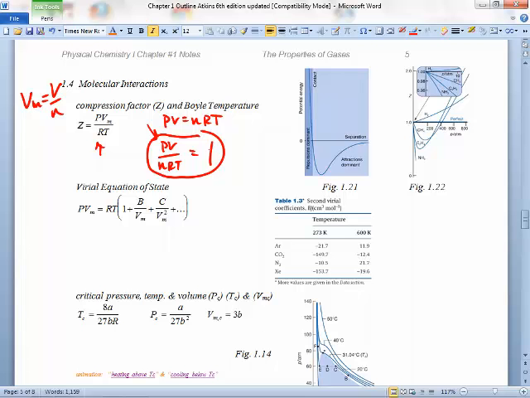So you're not going to get PV over nRT equal to 1 if you plug stuff in, especially when things are condensing, for example, at low temperatures. So instead of writing a 1 here, they write a Z. And they replace the V over n with molar volume. So that's the background of where this is coming from. Just how bad is the ideal gas law, or how good is it, right?